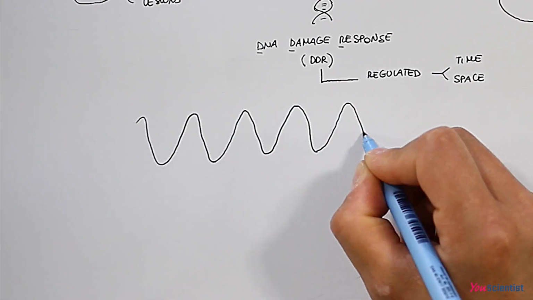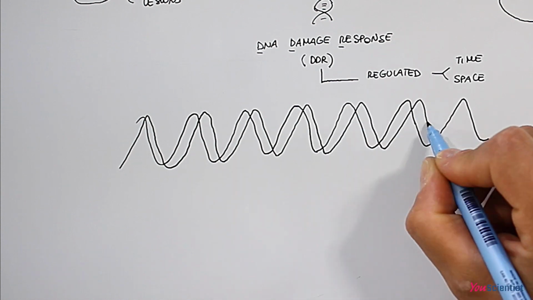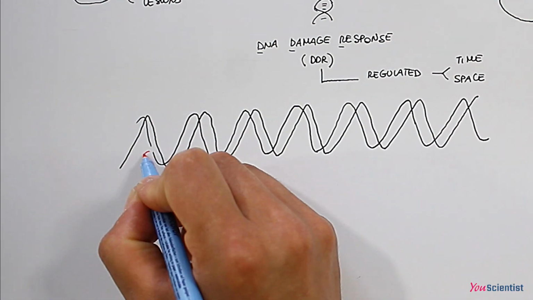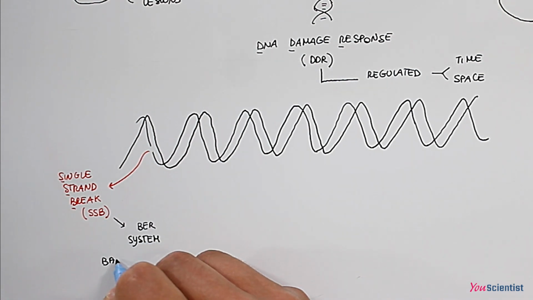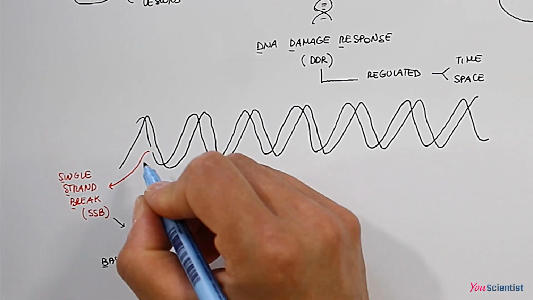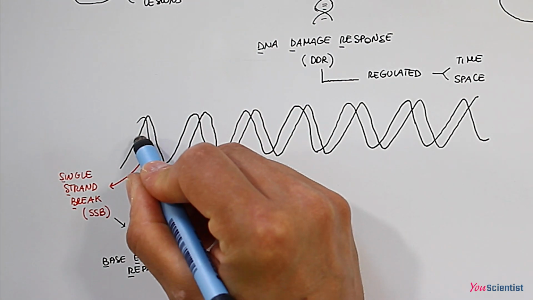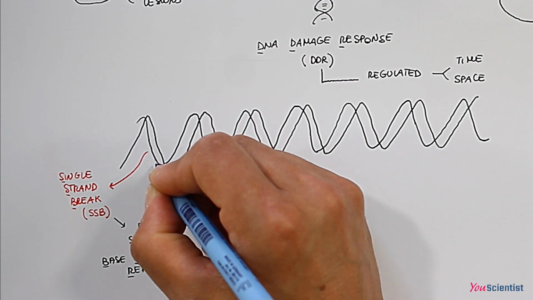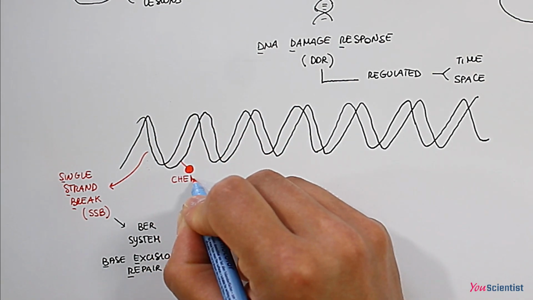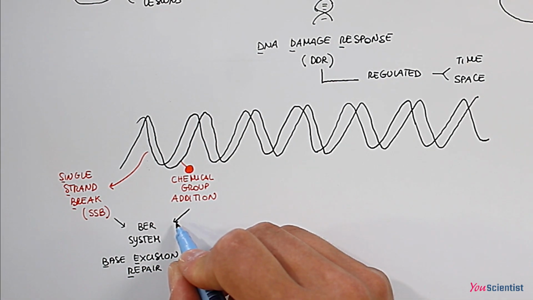During evolution, mammalian cells have evolved several molecular mechanisms to face different types of DNA lesions. If a single strand break occurs, a specific system called BER, base excision repair, is activated. In this case, some factors remove the portion of damaged DNA and then other proteins fill in the correct sequence. If certain chemical groups bind DNA, the BER system is activated as well.